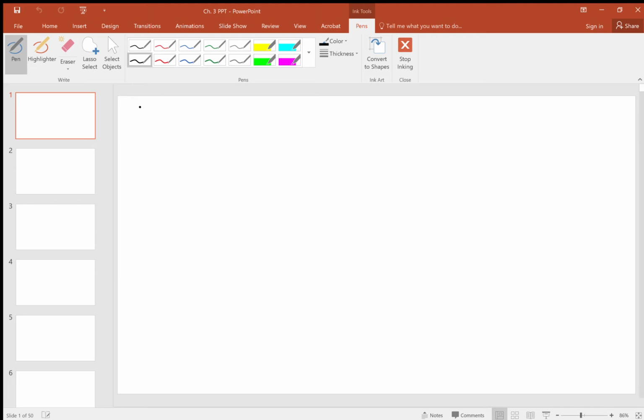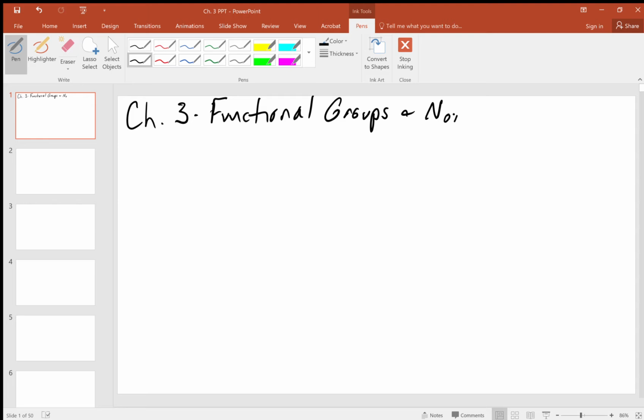Alright, so we begin our next section, chapter 3 here, by looking at functional groups and the basics of nomenclature. What I mean by the basics of nomenclature here is in this chapter we will get into the nomenclature of our first functional group, which are alkanes.